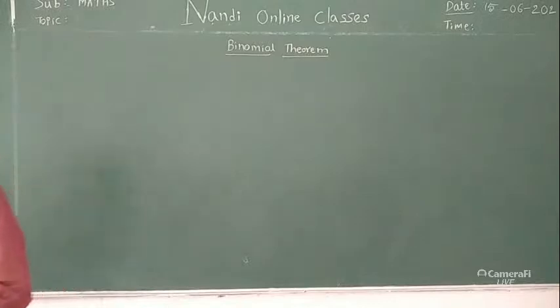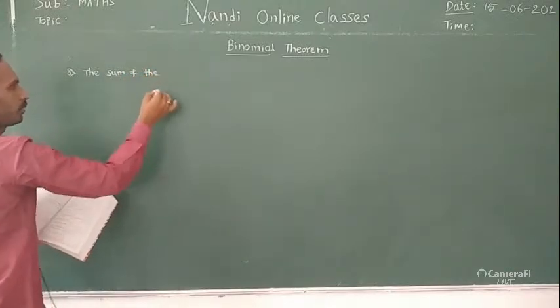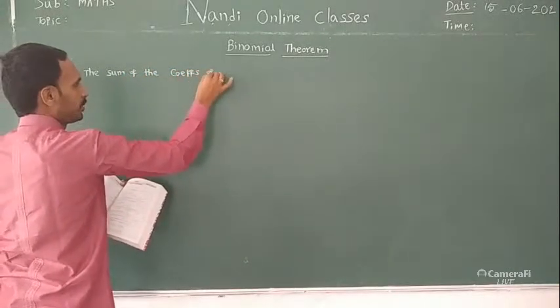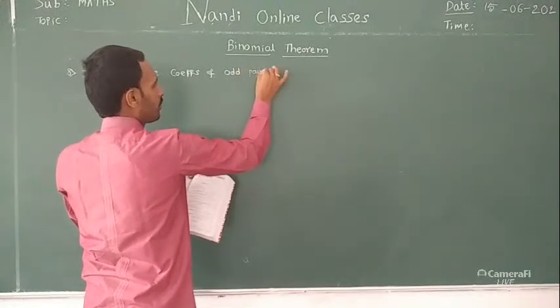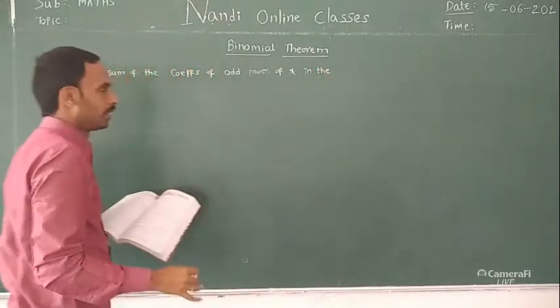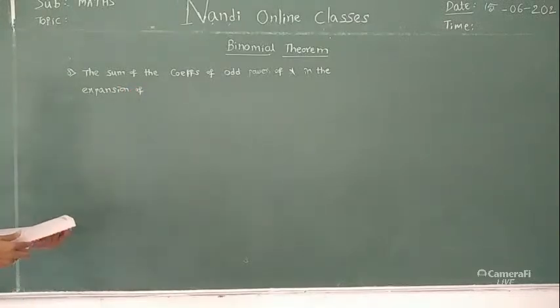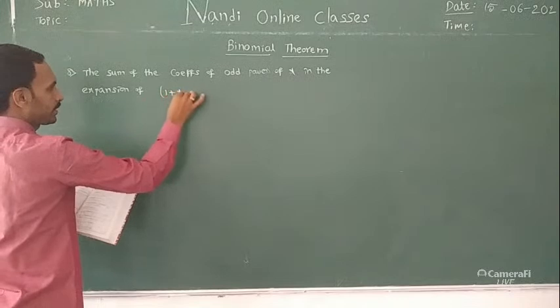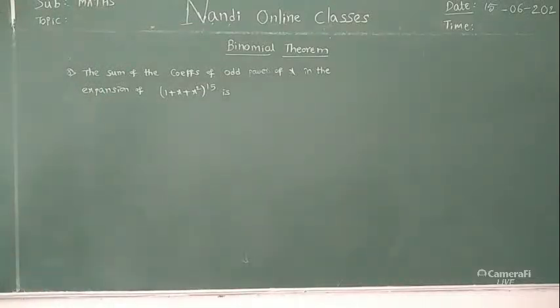Okay, eighth problem. The sum of the coefficients of odd powers of x in the expansion of (1 + x + x²)^15 is... okay. Solution. Understand the question.